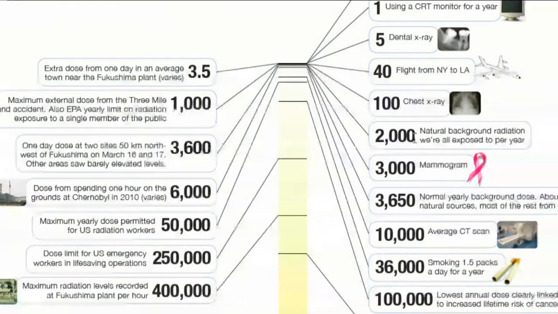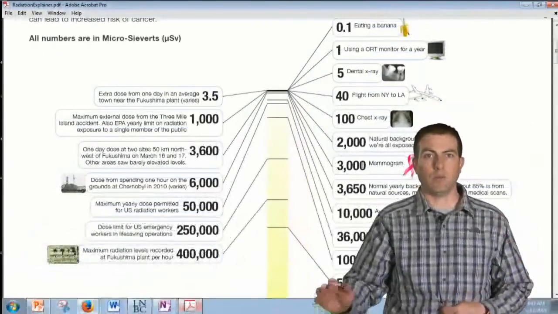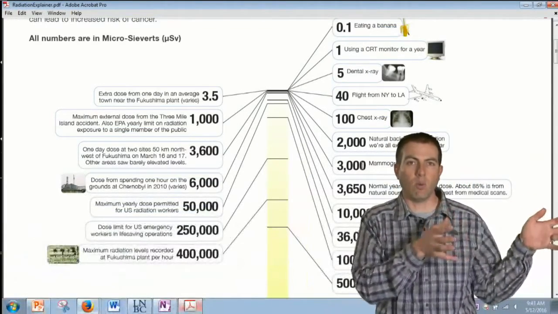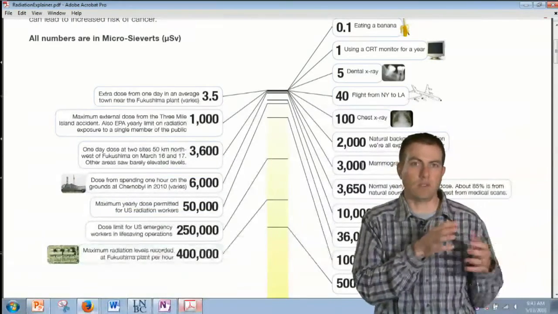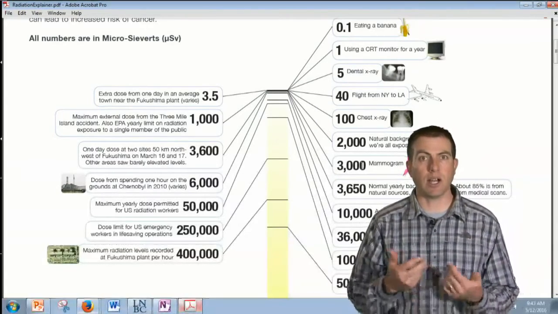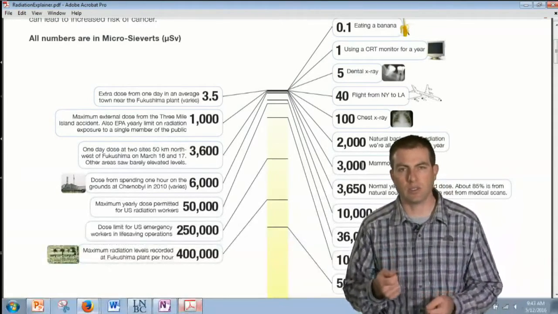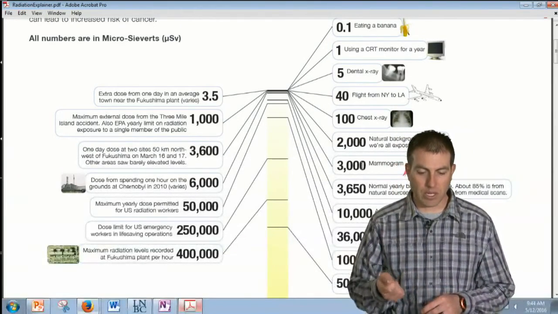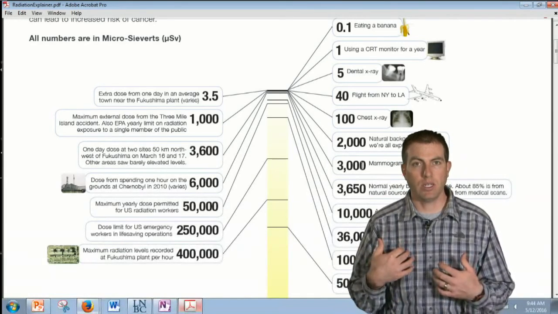If you get one mammogram, that's about 3,000. People make a big deal about microwaves. Are they a threat? Microwaves, you'll remember on the scale we looked at, the electromagnetic spectrum, have very low energy and very long wavelength, in the centimeters to meter range. Microwaves generally aren't what we consider ionizing radiation. Ionizing radiation is the stuff that can damage our DNA.